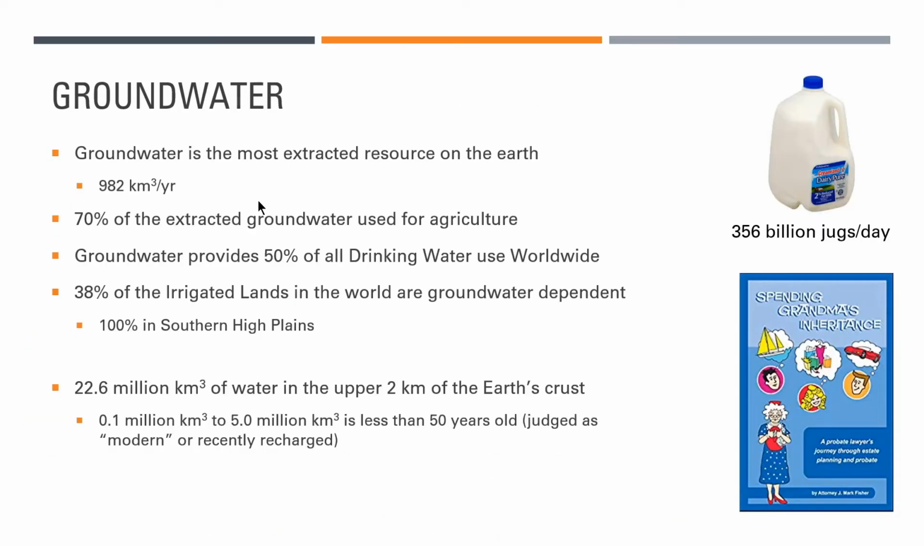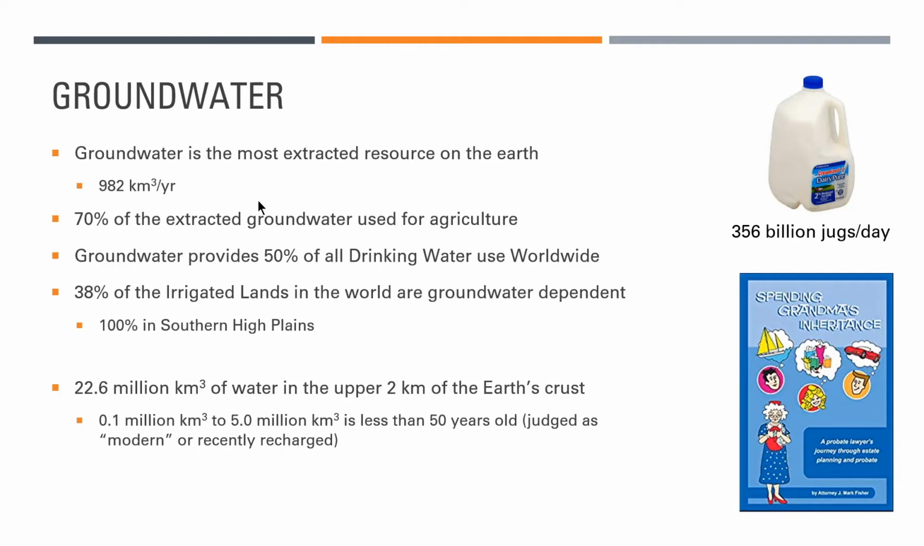Let me talk a little bit about groundwater. Groundwater is the most extracted resource on Earth. We have estimates that we use about 1,000 cubic kilometers per year of that water worldwide. That translates to about 356 billion 2-gallon jugs per day. That's a lot of water, and a lot of that is used for agricultural purposes. Nearly 70% of the extracted groundwater is used for agriculture.